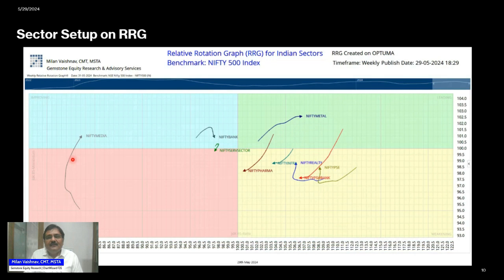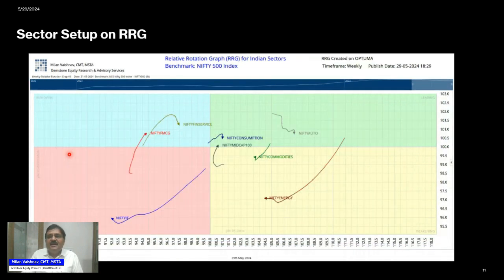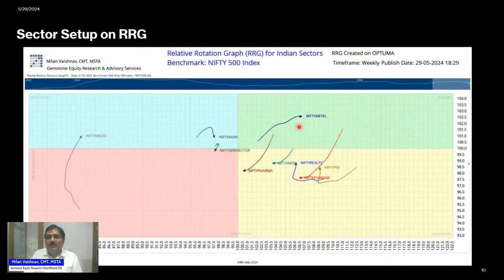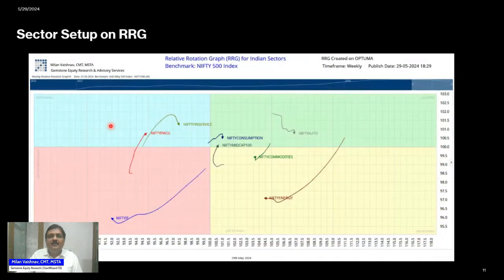Now, if you take a look at the sectoral setup, it still shows that some of the defensive plays are playing out. In the leading quadrant, we just have Nifty Auto, consumption, and mid cap has rolled into the leading quadrant along with metals. Metals are primarily strong because of the weaker dollar, or the dollar index staying below the 105 mark. We have the service sector slipping back inside the lagging quadrant. Nifty Bank is losing its relative momentum against the broader markets. Realty is picking up a bit.